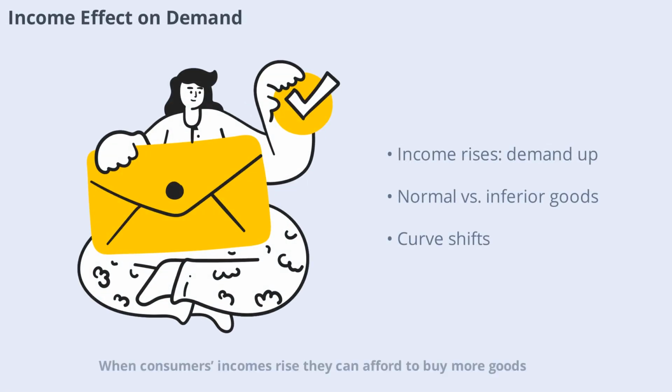When consumers' incomes rise, they can afford to buy more goods, shifting the demand curve to the right. Conversely, a decrease in income shifts demand to the left. This effect is especially strong for normal goods, while inferior goods may see decreased demand as incomes rise.